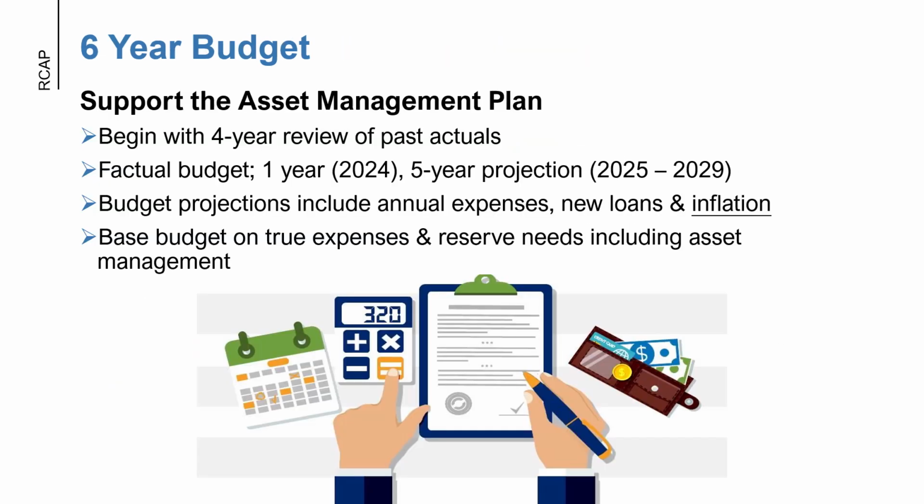Another good best practice is to have a 6-year budget. Especially if you apply for state revolving funding, they'll want to see that you have a 6-year budget. So for this, you're going to want to take 3 to 4 years of past data and then average this out and project out 6 years. Budget projections should include your annual expenses, new loans, and don't forget to include inflation. You'll want to base this budget on true expenses and reserve needs, including your asset management.